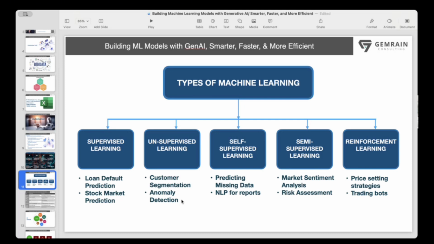Semi-supervised learning, the fourth one. Semi-supervised learning is dealing with a huge amount of data with very few labels. The main purpose is to label the whole data. So it takes advantage of the supervised and unsupervised, those two.